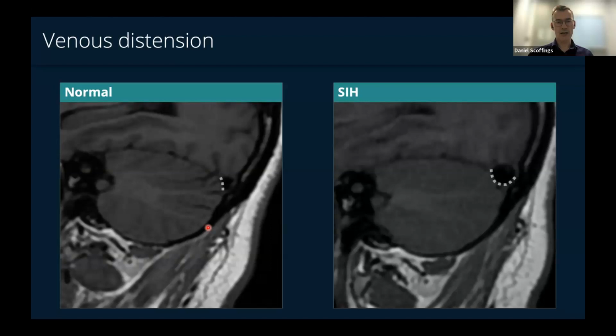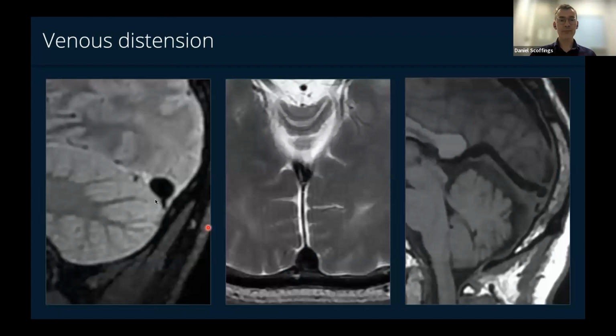But you can also see venous distension in other sinuses. So here, quite often, we'll see a rounded cross-sectional profile of the posterior part of the superior sagittal sinus just above the torcular. And on the same slides, you can see lateral bowing of the margins of the straight sinus, which normally they bow in a bit. And quite commonly in these patients, we'll just see real distension of the straight sinus.